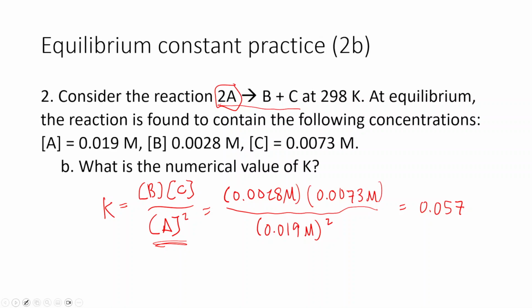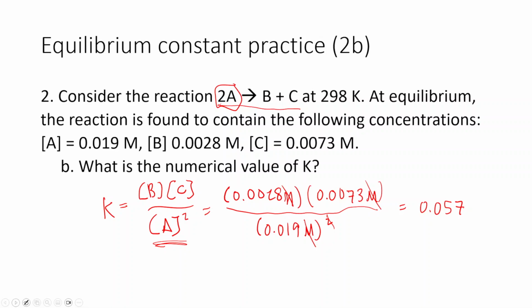And in this case, you can even see that the units are going to cancel out, right? You have molar times molar on top, and you have molar squared on the bottom. So the 2 molars on top cancel with the 2 molars on the bottom. You have no units. You just have numbers.